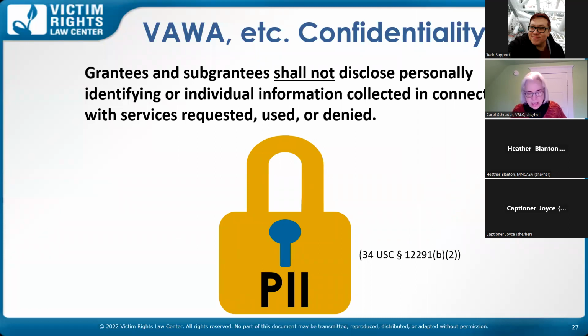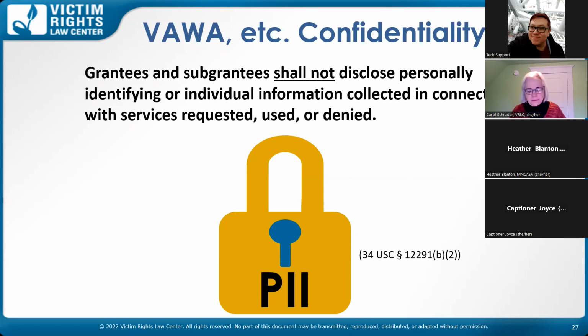Next slide, please. So with VAWA confidentiality, the Violence Against Women Act confidentiality, which governs funding from the Office on Violence Against Women, states that grantees and subgrantees shall not disclose personally identifying or individual information collected in connection with services requested, used, or denied. And I want to say we're talking about this for those members of a SART who receive this funding. It's important for everyone on the team to know what those expectations are for protecting personally identifying information if you're receiving this funding for victim services.